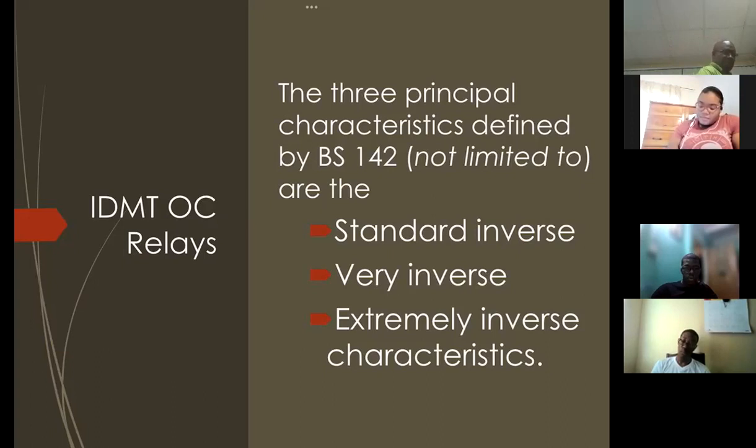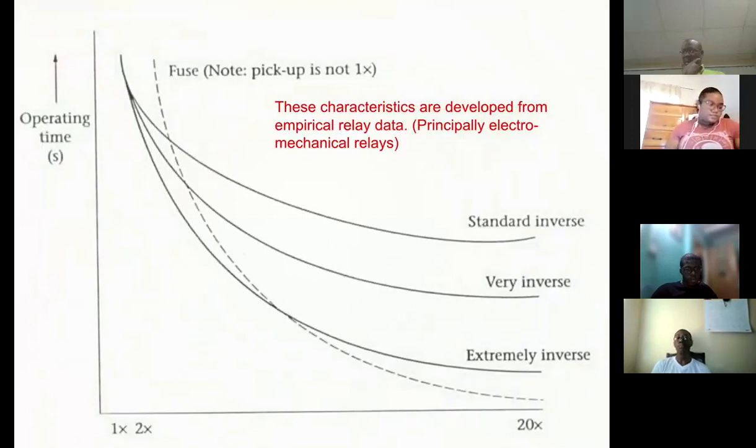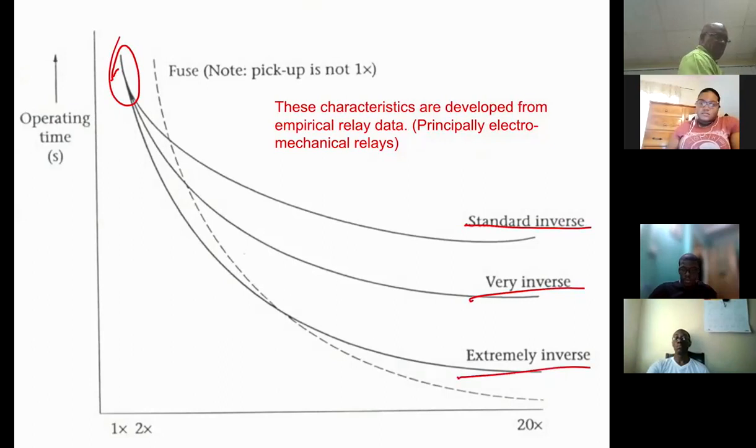In terms of the characteristics, this is what they would look like. So you have your standard inverse, and note that they are starting at the same point. So they have the same starting point, but the characteristics differ significantly. So you have your standard inverse up top, then the very inverse, and then the extremely inverse. What we have also done is to superimpose the characteristic of the fuse on it.